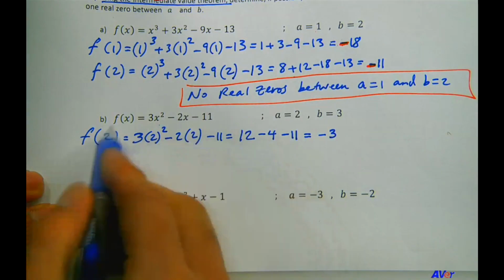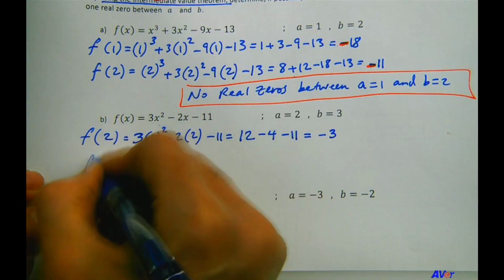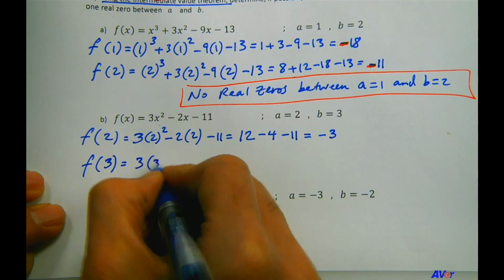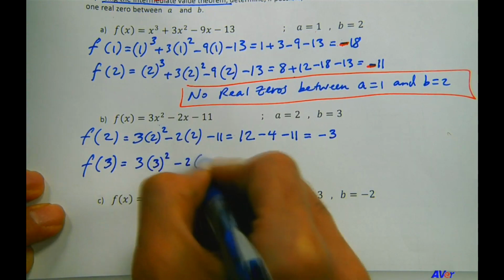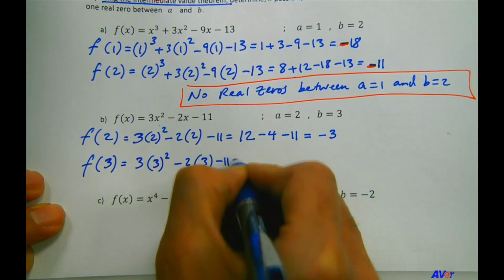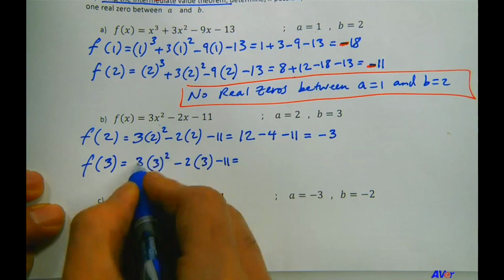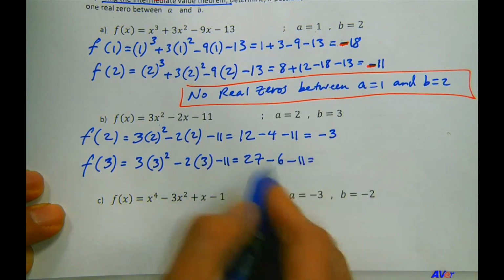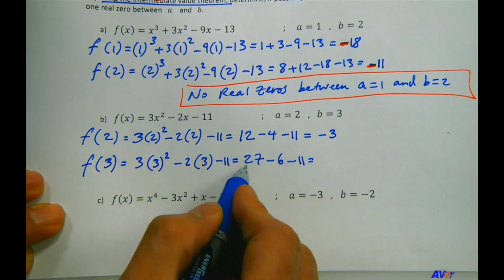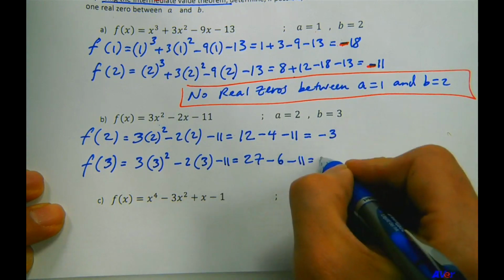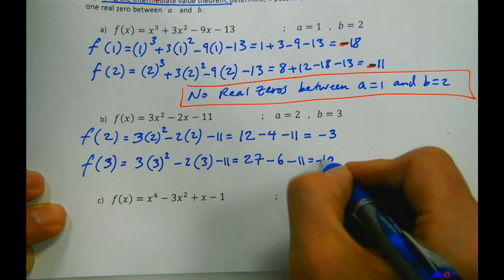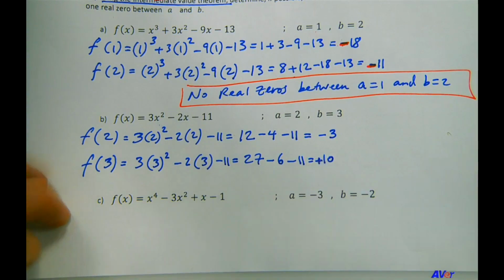So let's evaluate the function at b equals 3. Three squared is 9. 9 times 3 is 27. Minus 6 minus 11. Minus 17 plus 27. We end up with positive 10. Right? Positive 10. Very important.